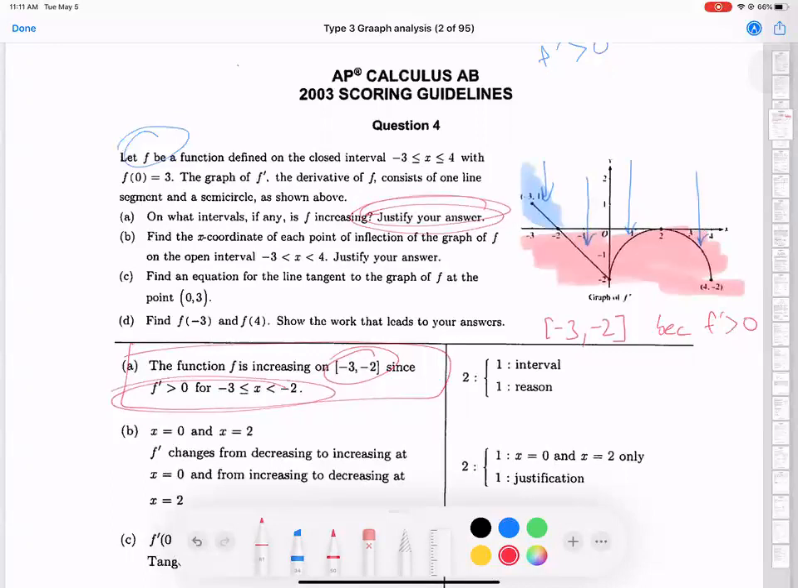Sorry. So we're looking here. Since this is the derivative, I'm trying to think of something. Point of inflection. On the x-coordinate for which the point of inflection of f on the open interval.